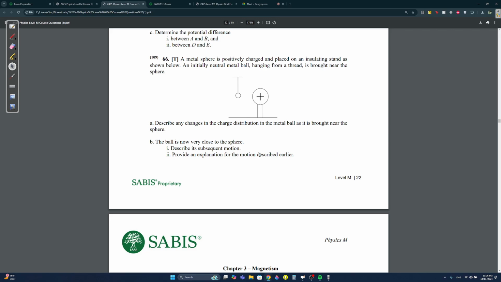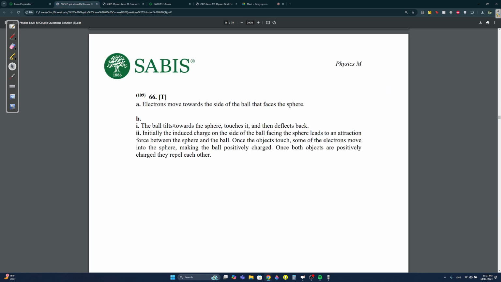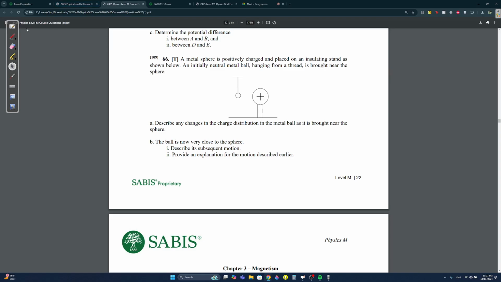Describe its subsequent motion. The subsequent mean before or after? I think it's after, right? The ball tilts towards the sphere, touches, and yes, after. So what's going to happen? It's going to attract now since the negative charge accumulated. It's going to touch the sphere. What happens when you touch the sphere? It's now going to steal the positive charges. So this ball will now become positive, and since you have two positive objects, it's now going to repel backwards. Very easy.